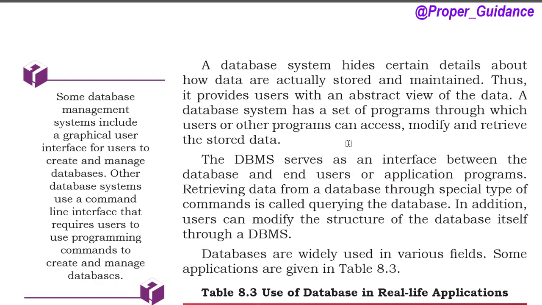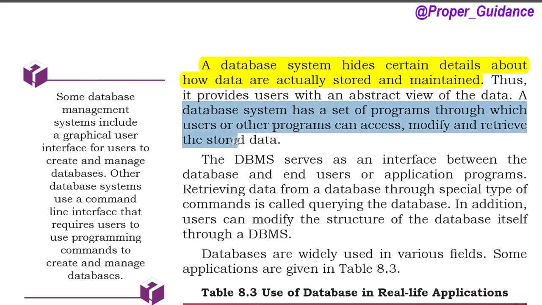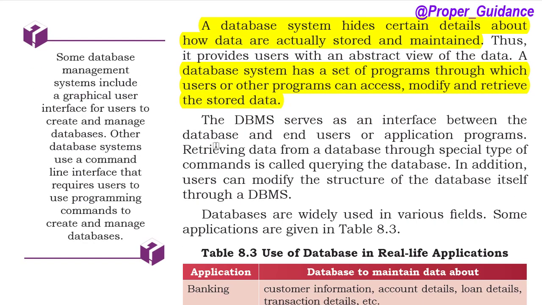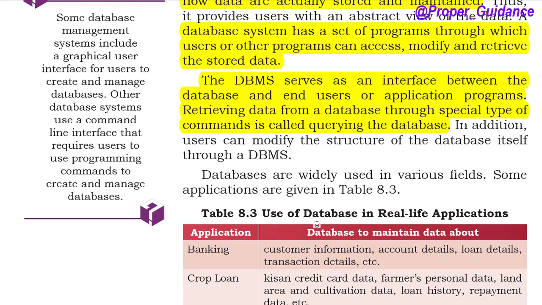A database system hides certain details about how data are actually stored and maintained. Thus, it provides users with an abstract view of the data. A database system has a set of programs through which users or other programs can access, modify, and retrieve the stored data. The DBMS serves as an interface between the database and end users or application programs. Retrieving data from a database through a special type of commands is called querying the database. In addition, users can modify the structure of the database itself through a DBMS.